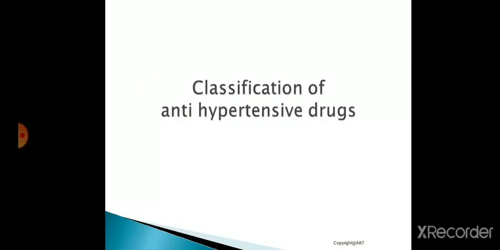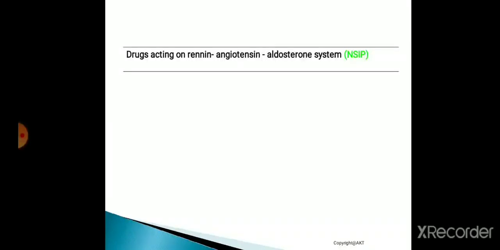Coming to the classification of anti-hypertensive drugs. It's a big classification. Starting with the drugs acting on the renin, angiotensin, aldosterone system. I have written NSIP, in green, you can see here. That means not safe in pregnancy. So these drugs should not be used for hypertension during pregnancy.